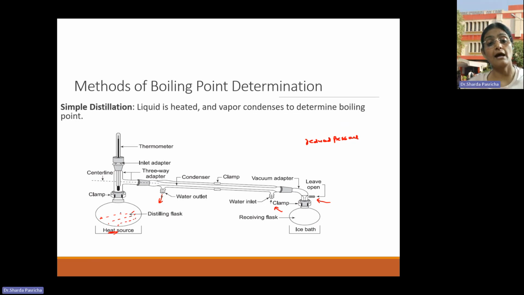Okay. And you have to put one pumice stone to ensure that there is uniform heating taking place. The source of heat will depend upon boiling point of the liquid. If the boiling point is less than 80 degrees centigrade, then you can use water bath as a source of heating. And if the boiling point of the liquid is more than 80 degrees centigrade, then you could use sand bath, or you can also use the Bunsen burner.